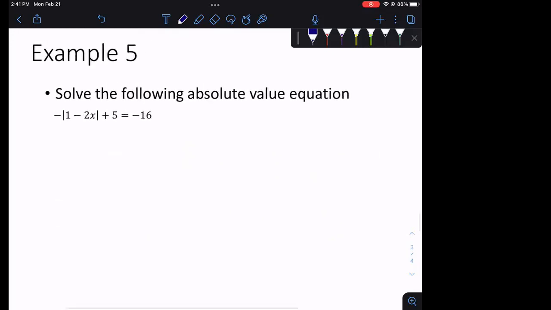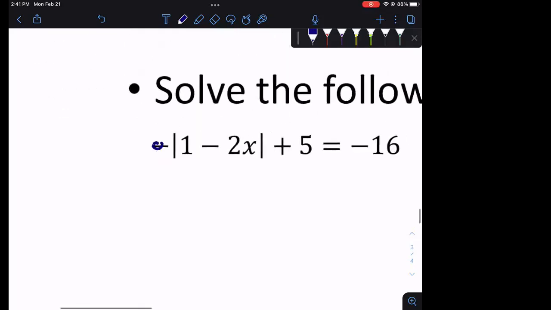One last example here for today. So this one I put on here just because students tend to get tripped up on this one. The reason students get tripped up on this one is because of this negative out front. So this negative is what tends to confuse people.